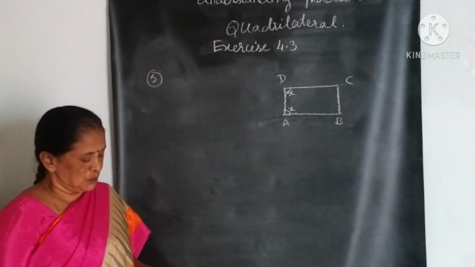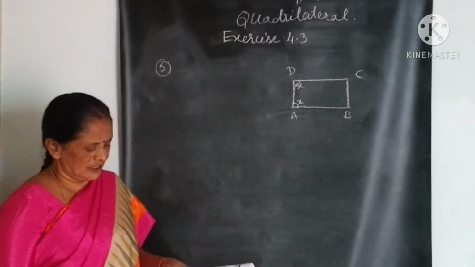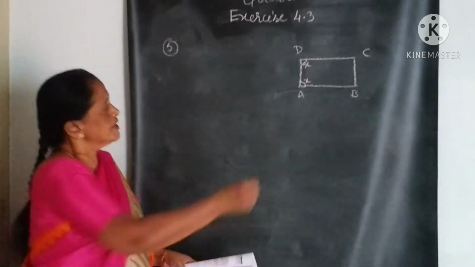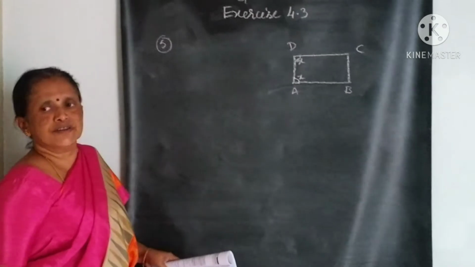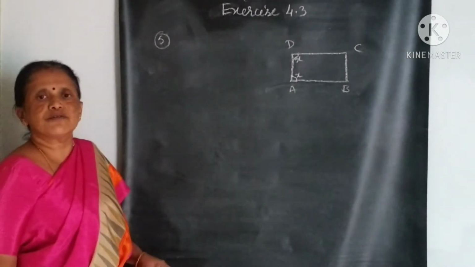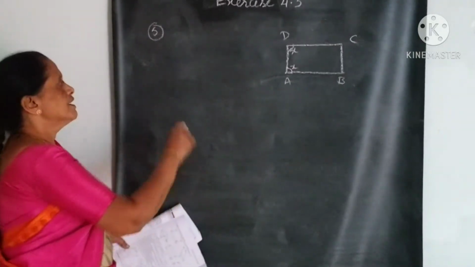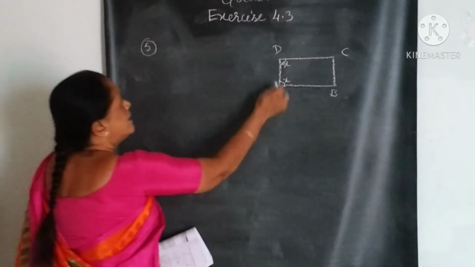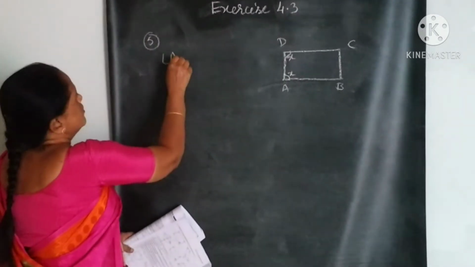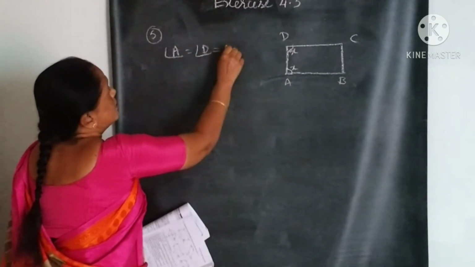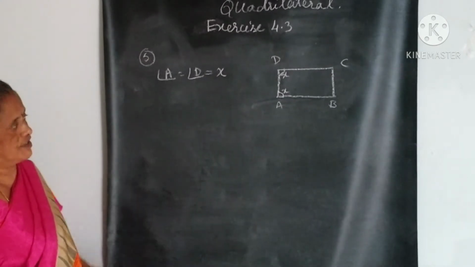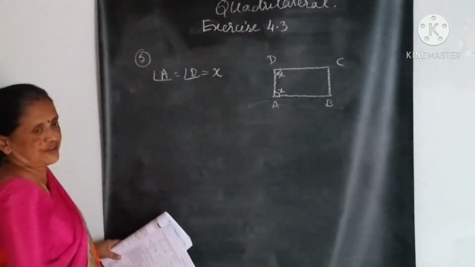Sixth problem. Two adjacent angles in a parallelogram have equal measures. Find the measure of each angle in the parallelogram. Here ABCD is a parallelogram. In this, two adjacent angles are given, they are equal. So find the measures of each of the angles. Here A and D are the two adjacent angles. Let them be x. Angle A is equal to angle D is equal to what? X. They have equal measures. So write them as x. Then find the value of x first.